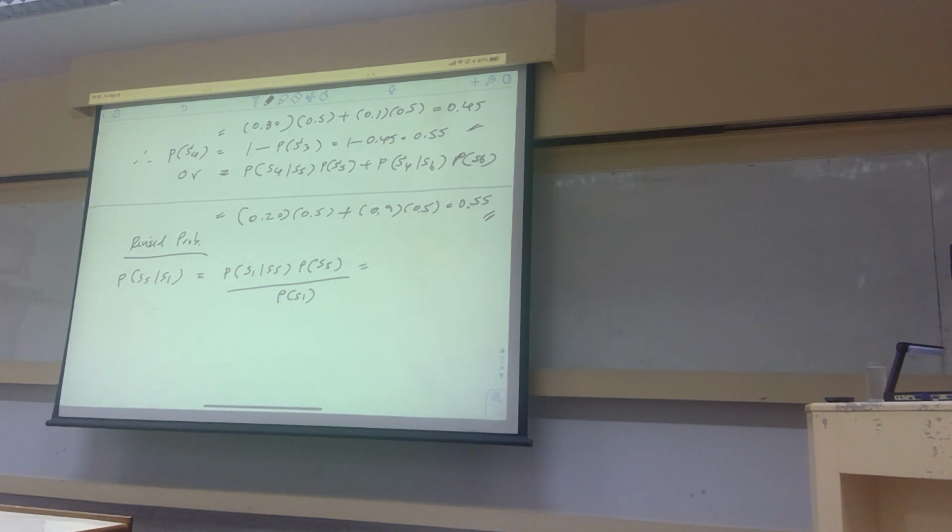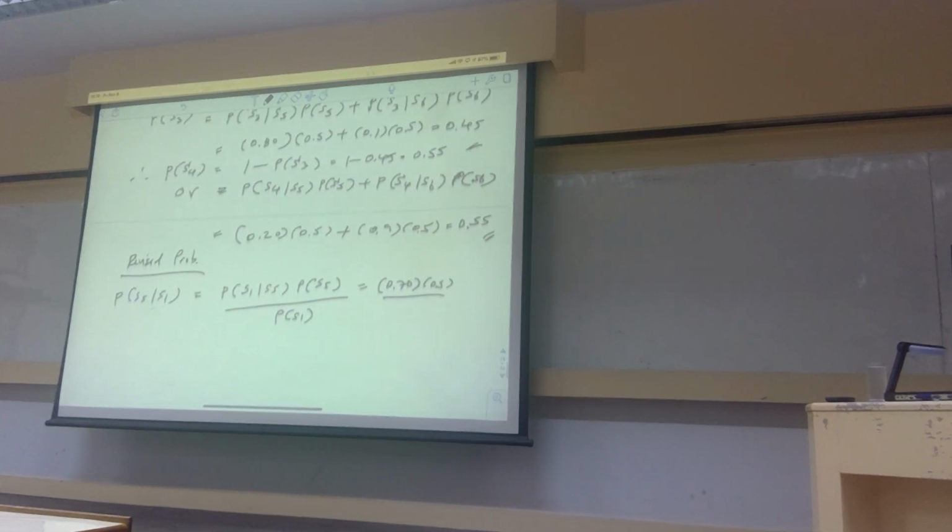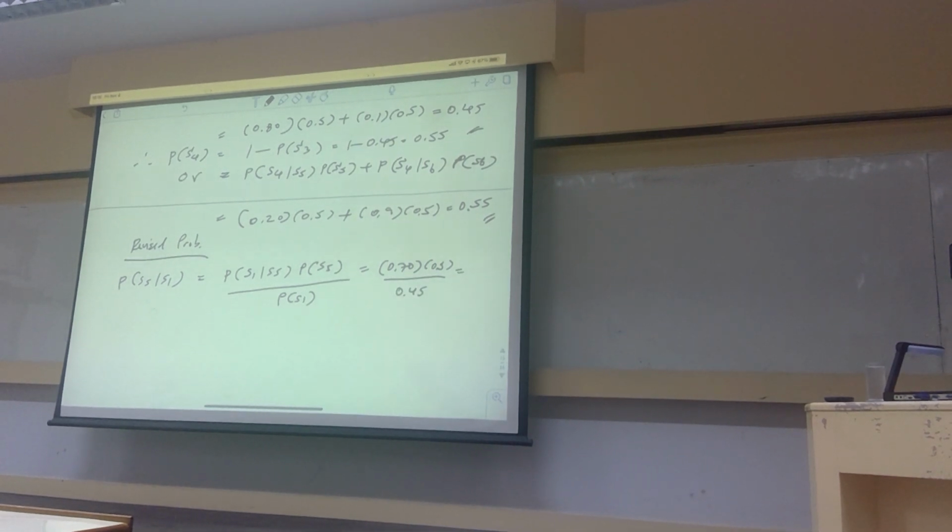So then we have 0.7 multiplied by 0.5, divided by 0.45, and we have 0.78. Therefore, the probability of S6 given S1 will be equal to 1 minus 0.78, and we have 0.22.